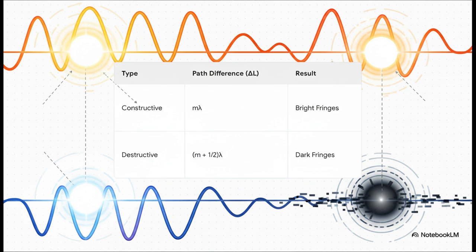So how does this pattern of bright and dark spots actually form? It all boils down to one thing, the path difference. Just look at the chart. When the difference in the distance traveled by the two waves is a whole number of wavelengths, they show up at the same spot perfectly in sync. They build each other up and bam, you get a bright spot. That's constructive interference. But what if that path difference is off by just a half wavelength? Then they arrive totally out of sync. They cancel each other out completely, and you're left with a dark spot. That, right there, is destructive interference.